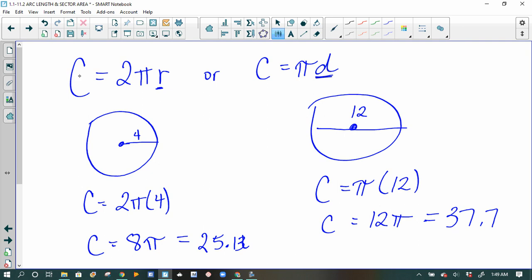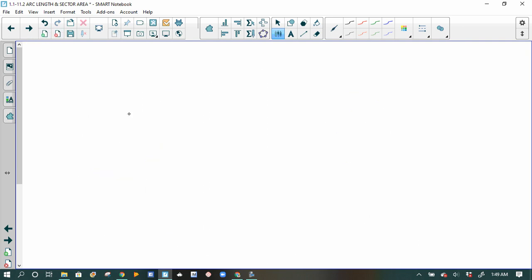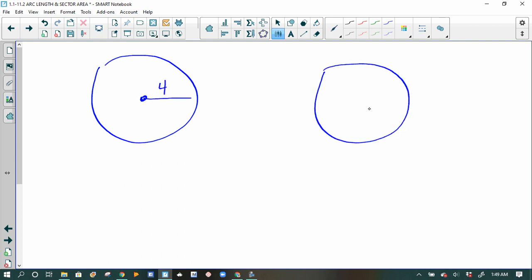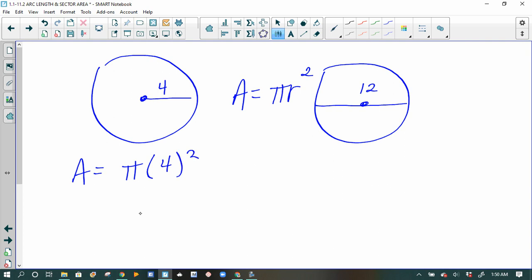Okay, so now let's use those same circles. So we had one that was 4, and then we had a diameter that is 12. To find the area is pi r squared. So the area of this circle is pi 4 squared, or 16 pi. 4 squared is 16, which is 50.3.